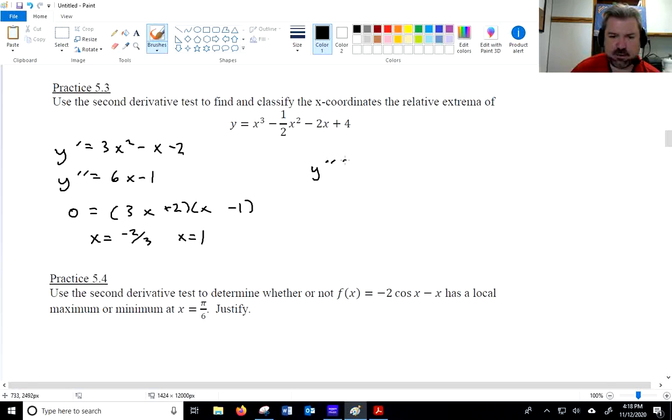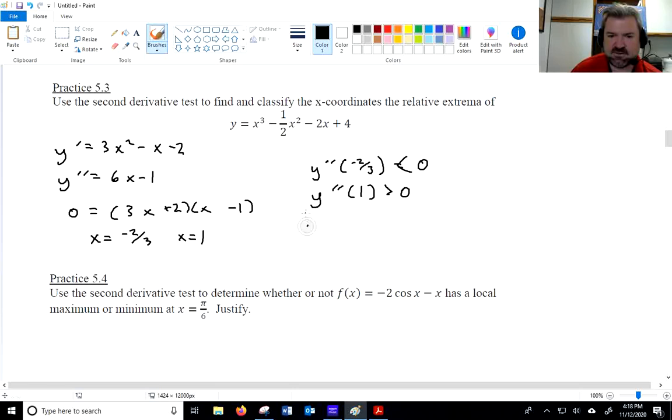Well, y double prime of negative 2/3. Now, I don't really have to actually evaluate this. I just need to figure out if it's positive or negative. So that'd be a negative number, minus 1. It's definitely less than 0. And y double prime of 1, well, this would be easy to evaluate, though, but that's greater than 0, right?